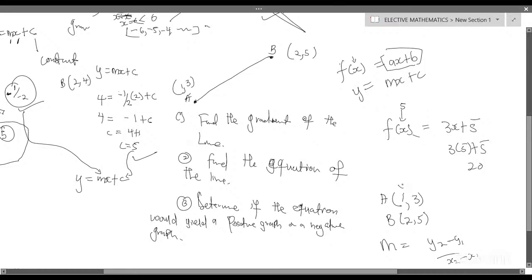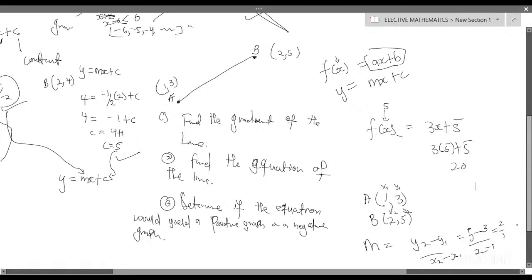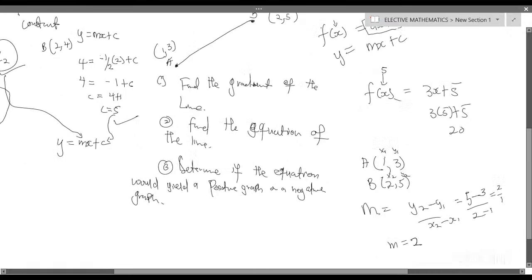y2, which is 5, minus y1, which is 3, over x2, which is 2, minus x1, which is 1. It is going to be 2 over 1, and 2 over 1 is 2. So our gradient here, which is m, will be equal to 2. Now, next thing is for us to find the equation of a line. We know the equation of a line is y is equal to mx plus c. But our gradient has been found, so m is already 2. So now it's up to us to find our c.